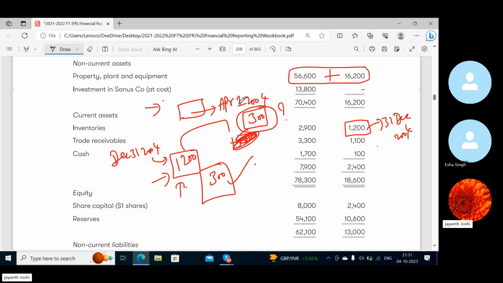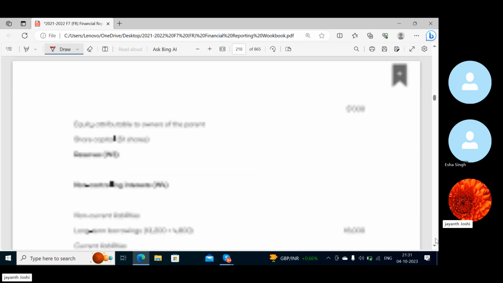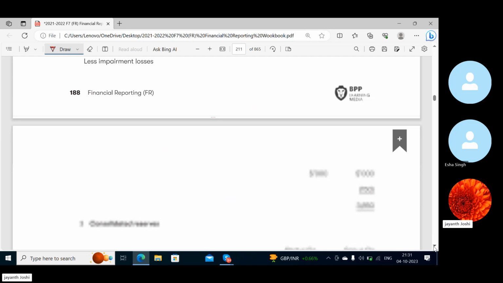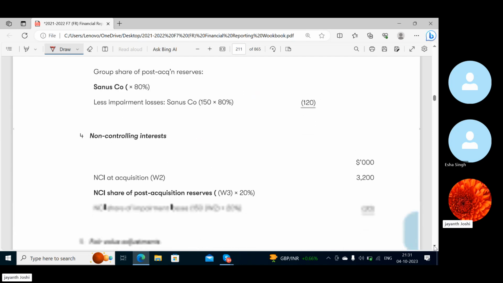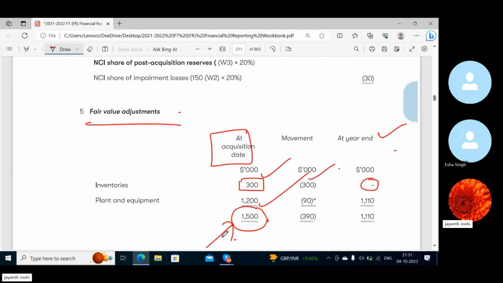Do you have the balance sheet as on this date? No, this is the balance sheet of year end, but that's what I'm pre-assuming. So clearly the movement is there, so we are doing a fair value adjustment here. Fair value adjustment is nothing but wherever the values are higher or lower has to be adjusted. So inventory value is higher by 300 than its carrying amount. Property, plant and equipment value is higher than its carrying amount by 1200. So the total fair value adjustment here is 1500.